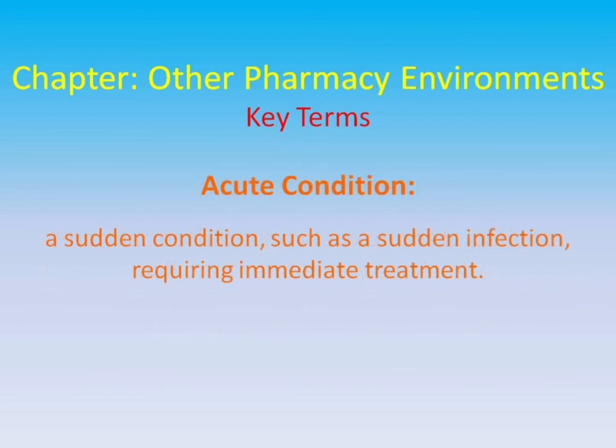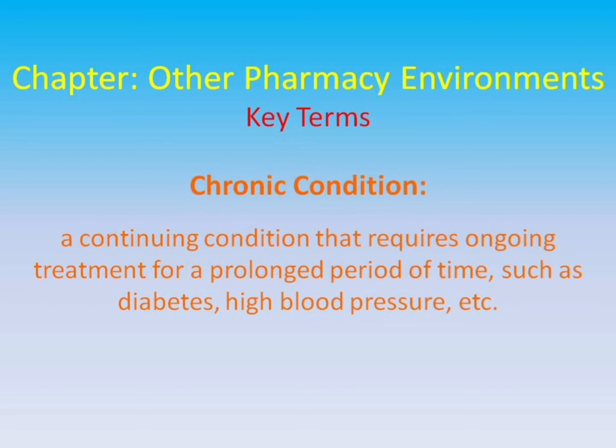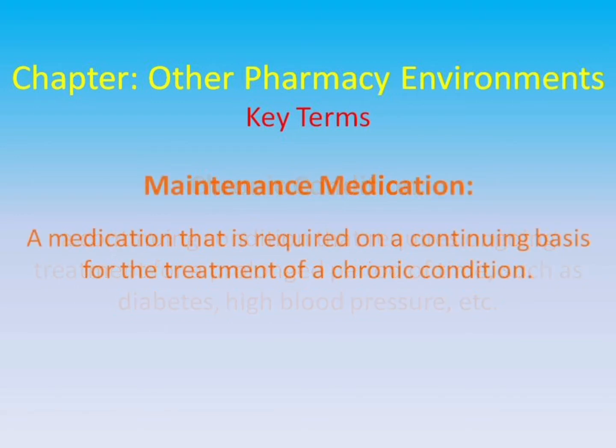Acute condition. A sudden condition, such as a sudden infection, requiring immediate treatment. Chronic condition. A continuing condition that requires ongoing treatment for a prolonged period of time, such as diabetes, high blood pressure, etc. Maintenance medication. A medication that is required on a continuing basis for the treatment of a chronic condition.